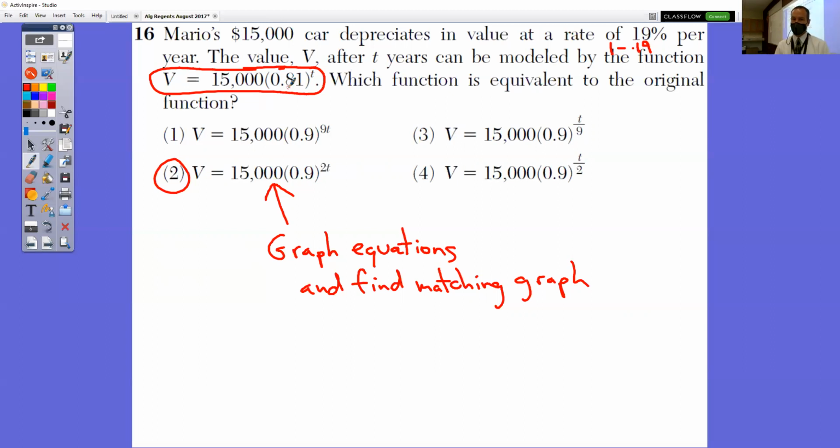Which function is equivalent to the original one? Well, you don't even need to know that adding and subtracting part. You could just graph both of these and see which one matches. A lot of times you can get away with just graphing things and seeing where they cross or where they're equal to each other or when they match. This graph matches this graph. Instead of a V, this would be your Y equals.